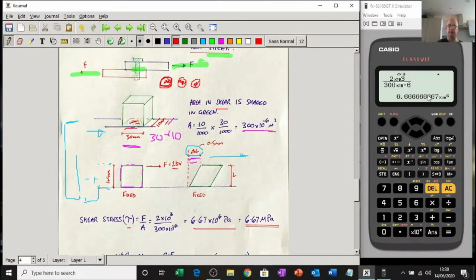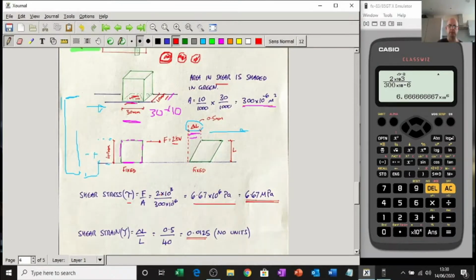6.667 times 10 to the 6 megapascal. That's shear stress. So if this block was being pulled by 2 kilonewtons, the shear stress in it is going to be force over area. The force is easy. The area is the one you need to look out for in this example. It's the area stuck to the floor. It's that area in there, which we know is 300 because we've worked it out. 30 times 10 in meters squared.